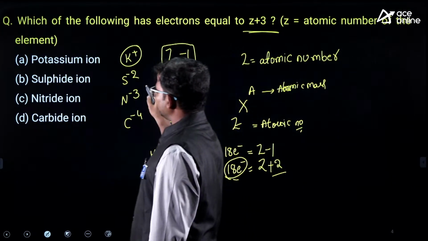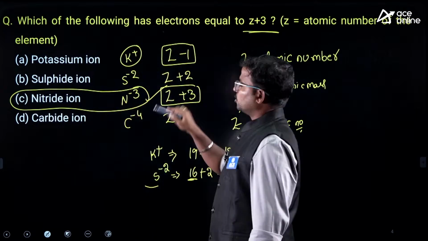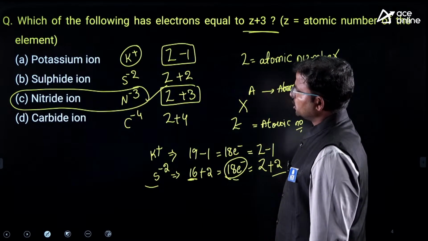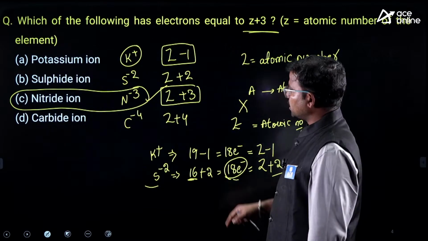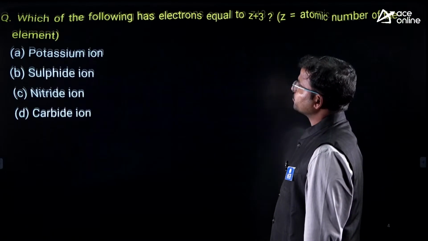So that's why, guys, we have to consider option C is the right answer. Option C, so N minus 3. This is called as nitride ion. Nitride ion is considered as the correct option here.